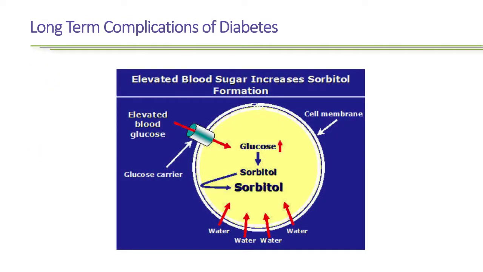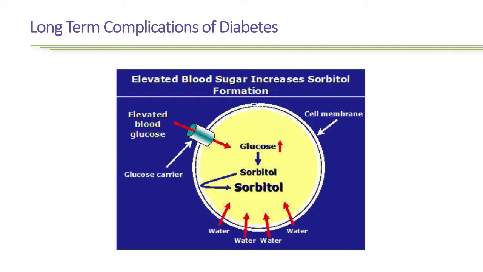Here's a diagram of how elevated blood sugar increases sorbitol formation. We know that in the eyes, kidneys, nerves, and endothelial cells, no insulin is required to absorb glucose. So glucose just flows into the cell, increasing the intracellular concentration of glucose, and hence increasing sorbitol concentration. In a sense, this elevated sorbitol concentration is a toxin, a pollutant.